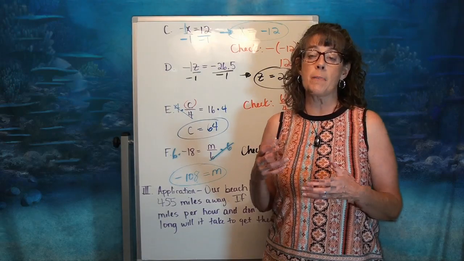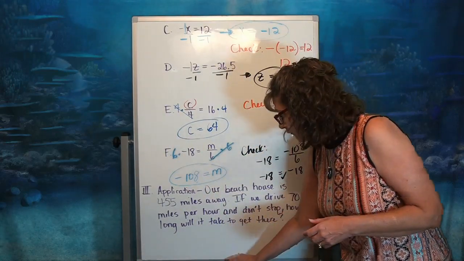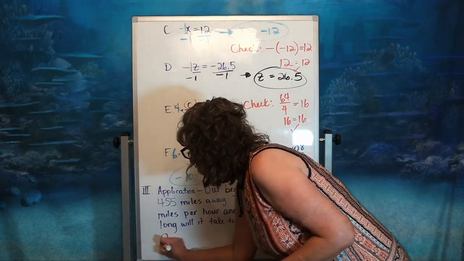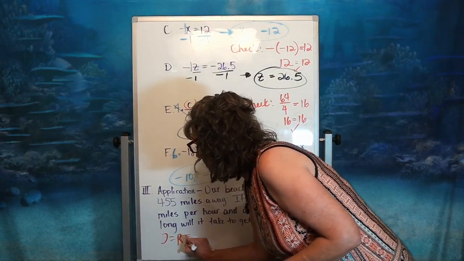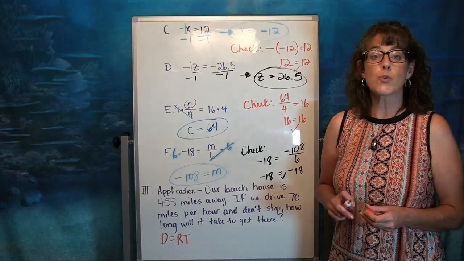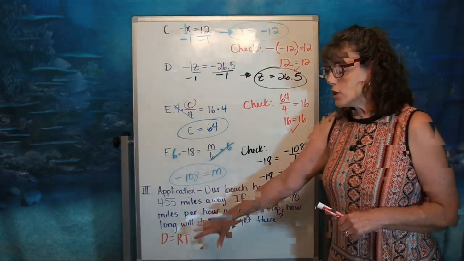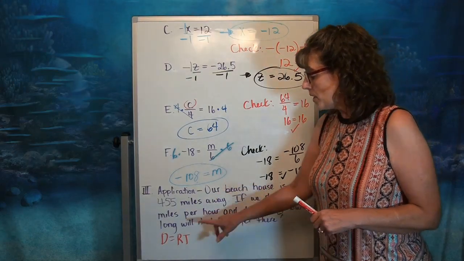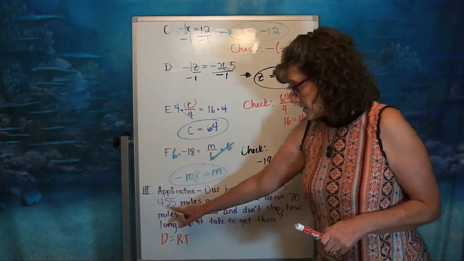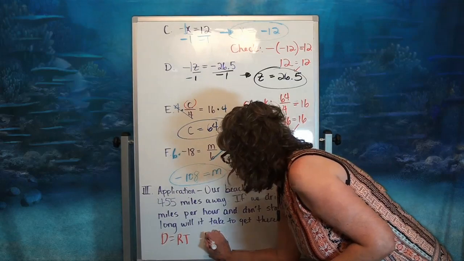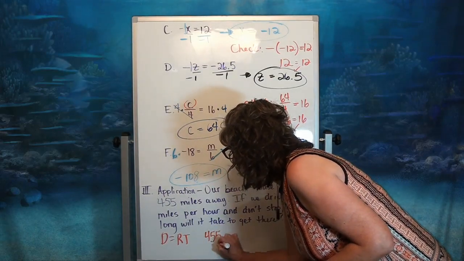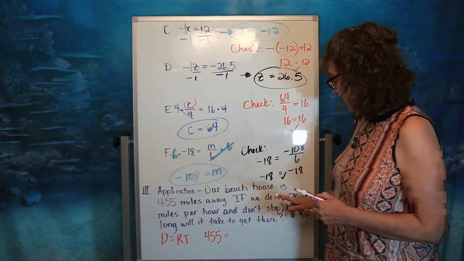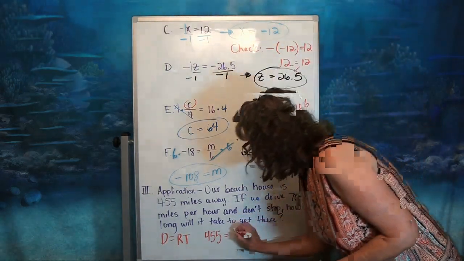Now, in order to solve this, we need to understand a little formula that helps us figure out distance in terms of rate and time. And it's the formula D equals RT. Distance equals rate times time. We need to utilize this formula in order to be able to solve this. Now notice in this case, what is the distance? Yes, it's 455 miles. So I've got 455 equal to, now what's the rate? Yes, the rate is the speed, 70 miles an hour.